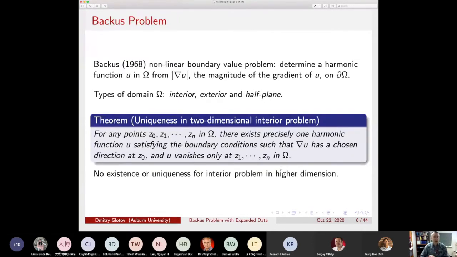Let me formulate the Backus problem. Like I said, it's nonlinear, but the question is to determine a harmonic function u in region omega from the magnitude of the gradient of u on the boundary of the domain. Backus distinguished three types of domains: the interior problem, which refers to a bounded domain. The exterior problem is related to geomagnetism. We would like to determine the field in the exterior of a bounded domain, provided some conditions are met, like the field decays at infinity, or a half plane, just I guess for the ease of calculation.